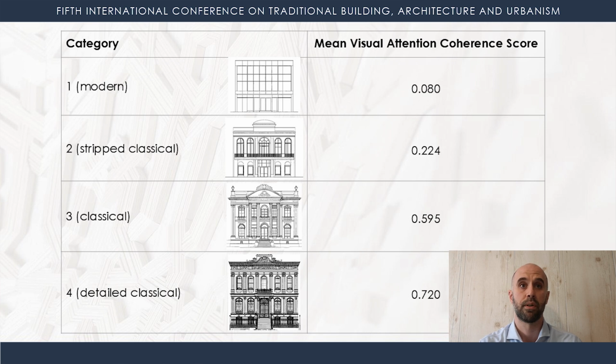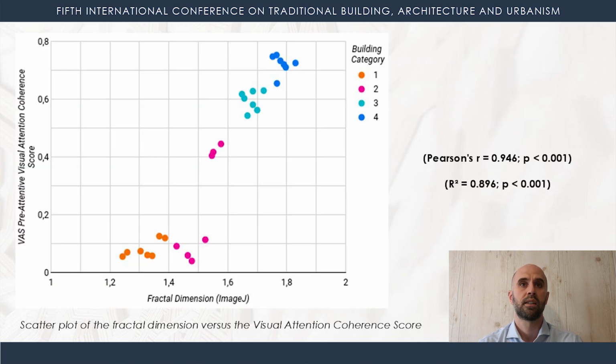The results align with previous research, indicating that visually complex environments are more engaging, aesthetically pleasing, and have a higher human visual preference. The statistical analysis revealed an extremely strong positive correlation between fractal dimensions and visual attention coherence scores that is statistically significant. Linear regression analysis further demonstrated that as fractal dimensions increase, there is a significant increase in visual attention coherence scores. The strong model fit and statistical significance suggest that fractal dimension is a very strong determinant of visual attention.